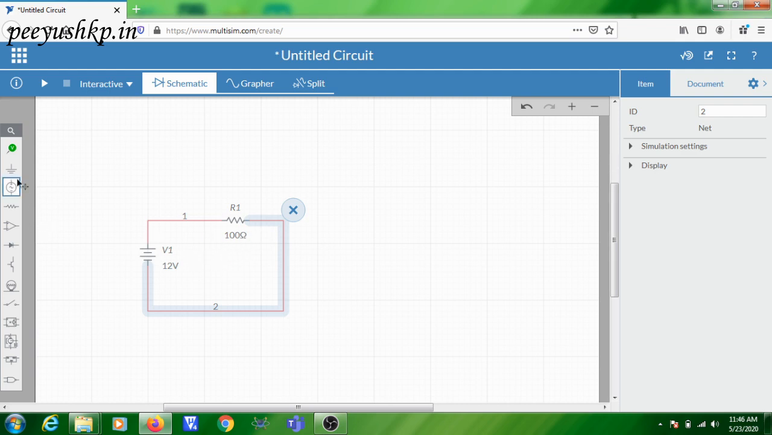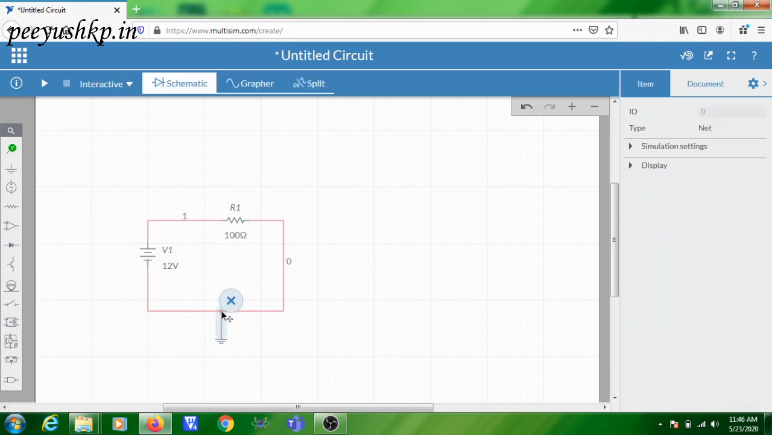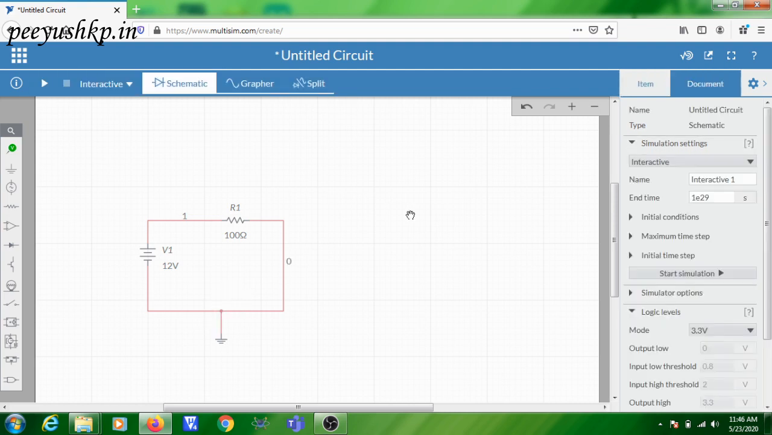In addition to that, you are adding one ground here in order to remove the warning. Click on schematic connectors, click on ground, and keep it here. Similar to all the other components, you need to wire the ground also to the circuit. So now your circuit is complete.